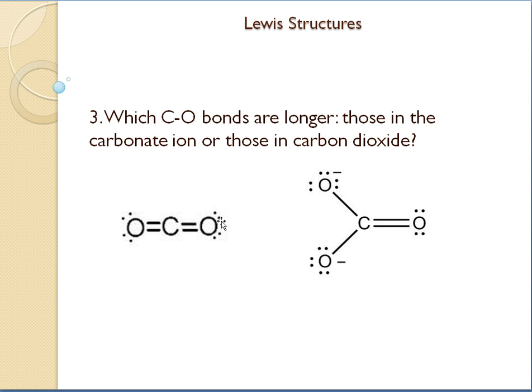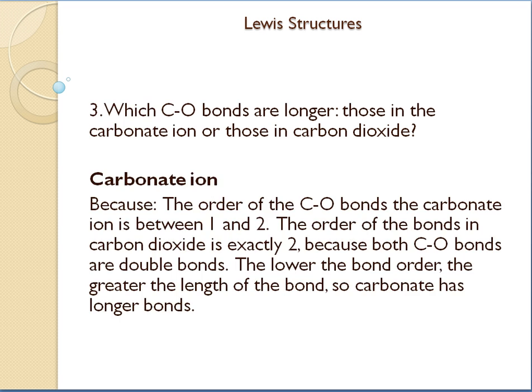Alright, which CO bonds are longer? The ones in carbon dioxide or the ones in carbonate? The ones that are longer are the ones in the carbonate ion, because the ones in CO2 are pure double bonds. They're not in between single and double bonds. They're as strong as double bonds. So the ones in carbonate are actually weaker, so their bonds are longer.